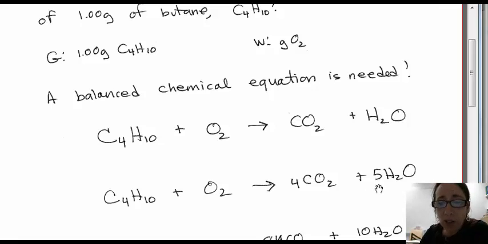Now, the only problem with that is when I check my oxygens on my product side, 4 times 2 is 8, 5 times 1 is 5. 8 plus 5 is 13. That's an odd number. And on my reactant side, my subscript of oxygen is 2. So that means there is no whole number coefficient that, when multiplied by 2, will give me 13. Now, 6.5 or 13 halves will work here because if we multiply that by 2, we'll get 13. But there's no whole number. And at this level, we really want whole numbers as our coefficients.